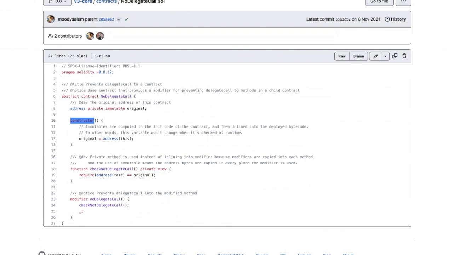So when the factory is created, this no delegate call little additional inherited logic stores the address of the contract that has been created. In this case, it's the Uniswap v3 factory contract. So when you deploy that, it'll store that address as the original.